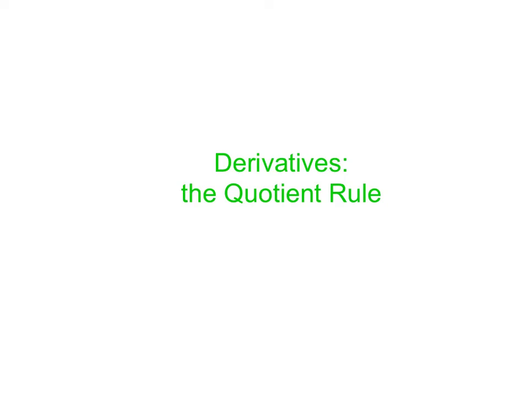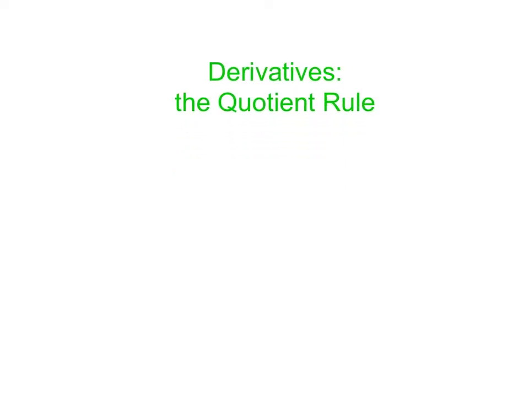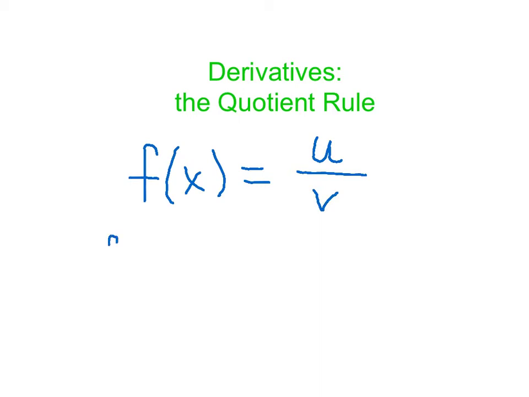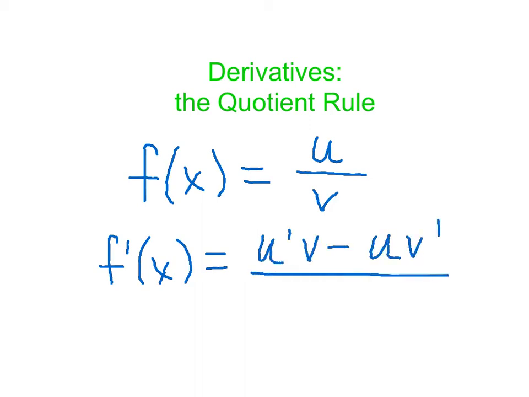Let's look at how to take the derivative of a quotient. So if your function f of x has a numerator, which I'll call u, and a denominator, which I'll call v, here's its derivative. F prime of x is going to equal u prime v minus uv prime all over v squared. A couple of things you want to notice.